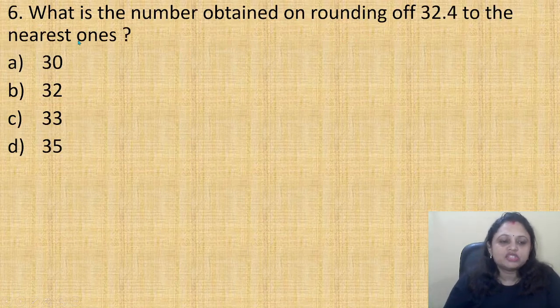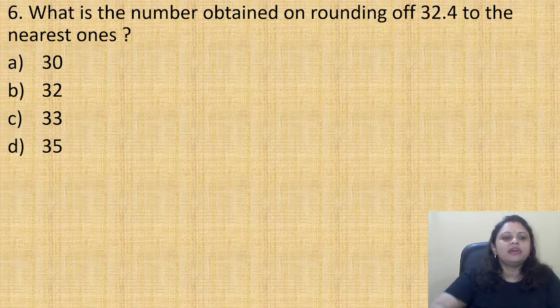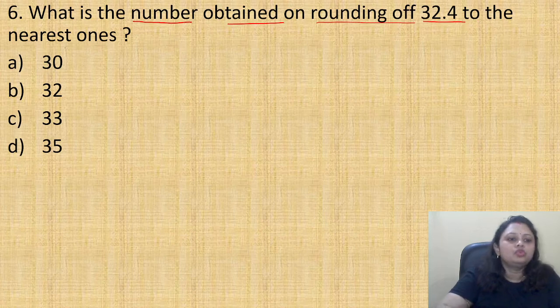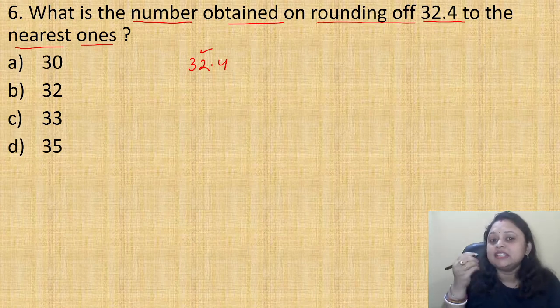Coming to the next question: what is the number obtained on rounding 32.4 to the nearest ones? Option A 30, B 32, C 33, D 35. So in the question, we have to round 32.4 to the nearest ones. Which is the ones place? This one, right? And after the decimal, that is the tenths place.